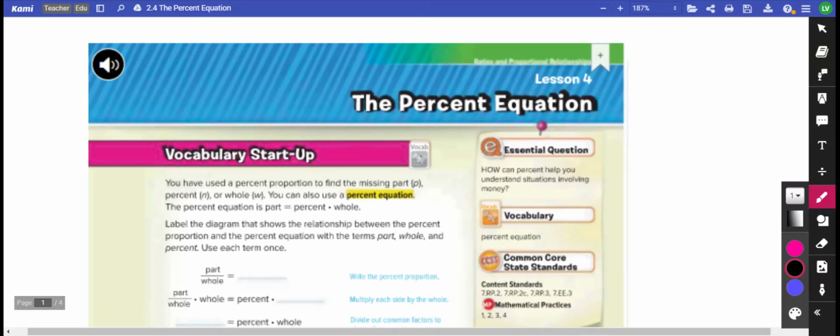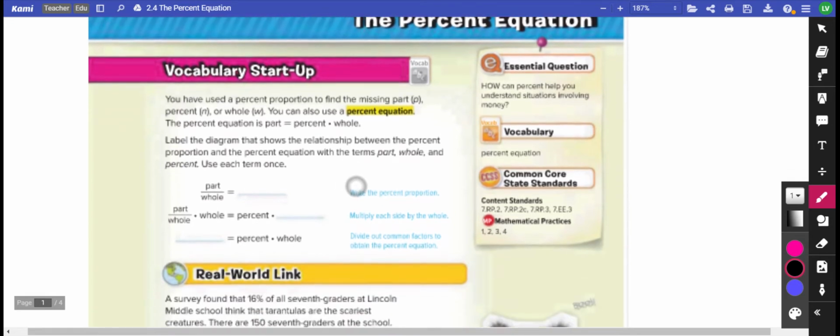Chapter 2, Lesson 4, the percent equation. Vocabulary startup. You have used a percent proportion to find the missing part P, percent N, or whole W. You can also use a percent equation. The percent equation is part equals percent times whole.